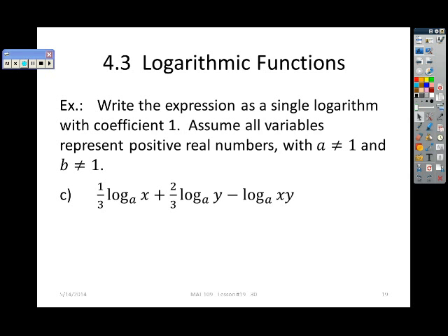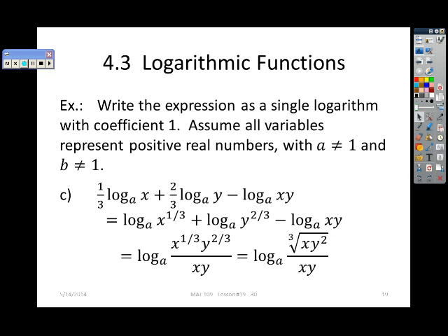So here I would change the first term. I'm going to take the 1/3 and I'm going to make it an exponent on x. I'm going to take the 2/3 and make it an exponent on y. Now I don't have the multiplier here anymore, but now I have the sum of these, which means I'm going to multiply this times this, and I'm going to divide both of them by that. Then I could, if I wanted, write the fractional exponents as radicals.